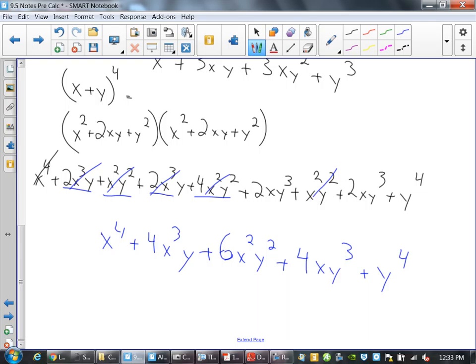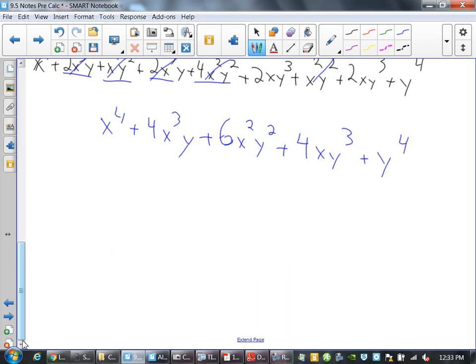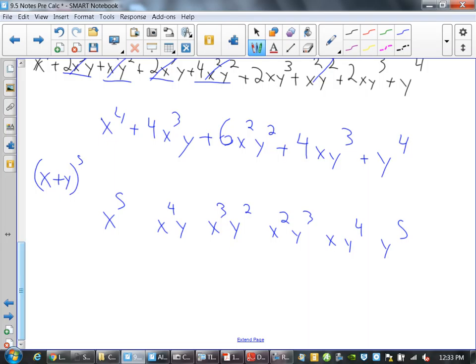Wait, do they just double? What do you mean nothing? Wouldn't nothing be the one? So it doesn't go x. It would be x to the fifth, and then x to the fourth y, x cubed y squared, x squared y cubed, x y to the fourth, y to the fifth. That's what the exponents would be doing with the variables.